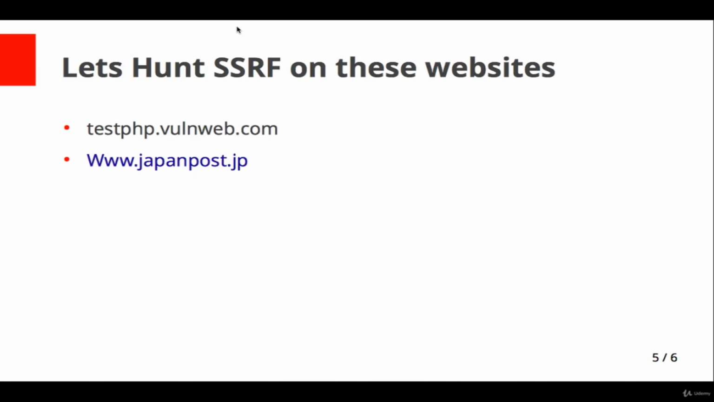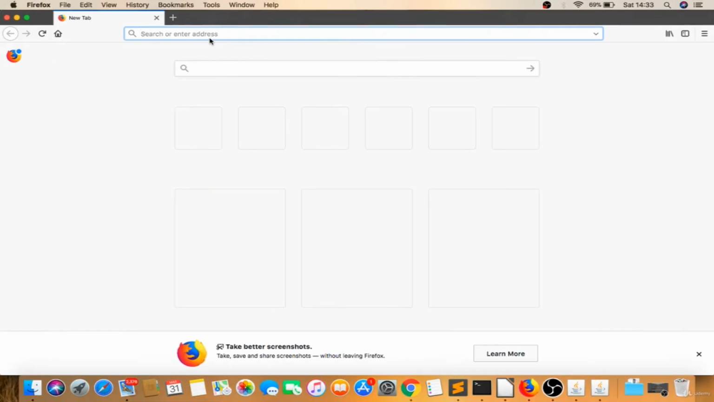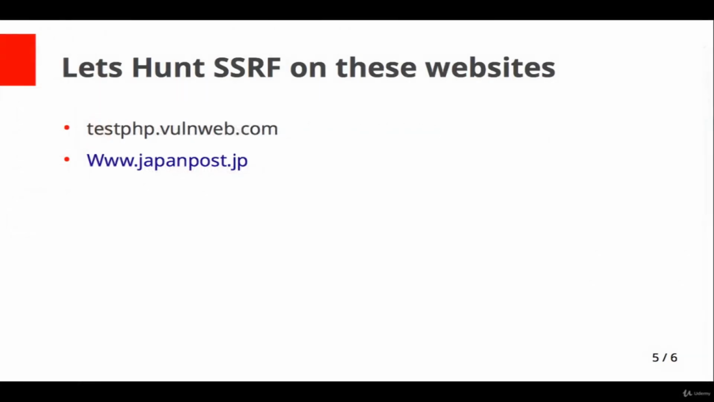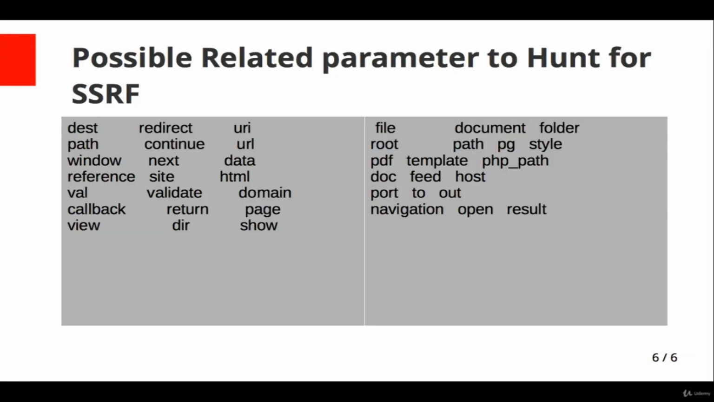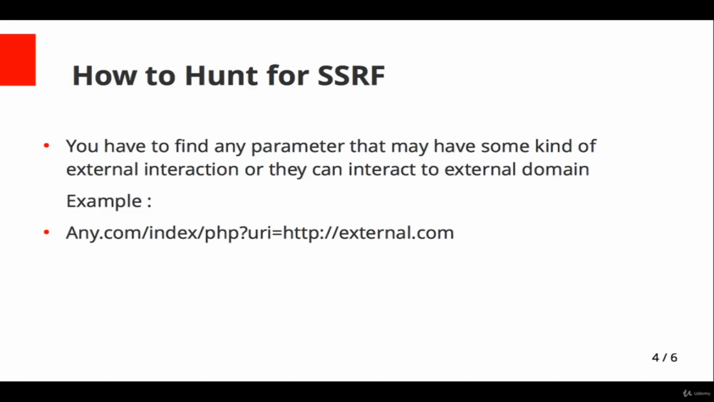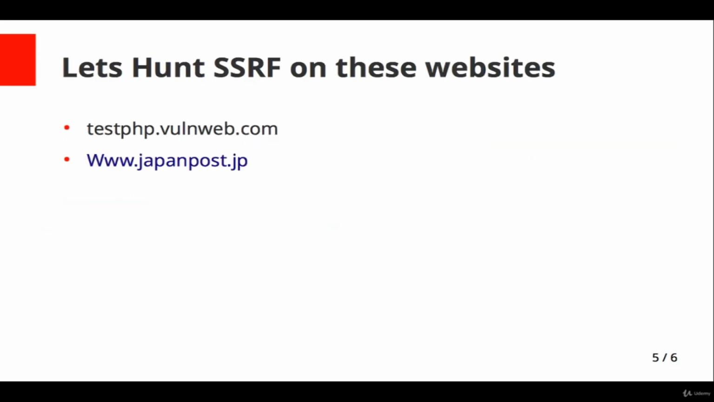Let's hunt SSRF on this website. I'll first show you on the lab website, then I will show you on a live website. So testphp.vulnweb.com I have to open first. Basically for SSRF you have to look for any parameter that may have some kind of external interaction, or can interact with an external domain.